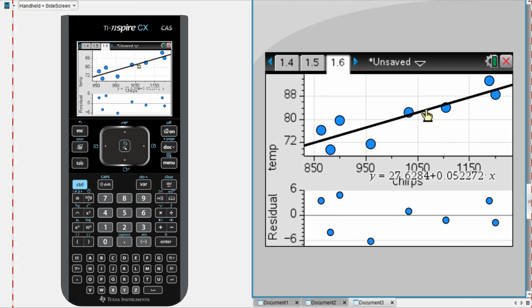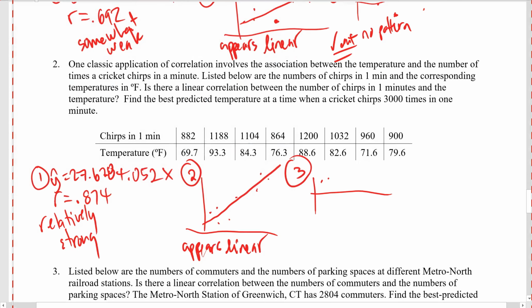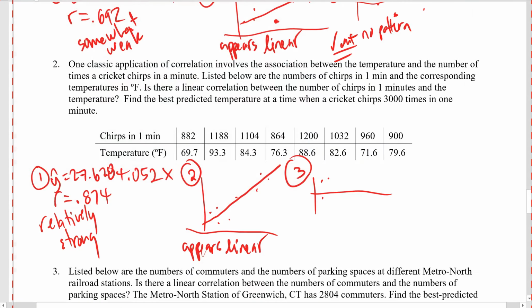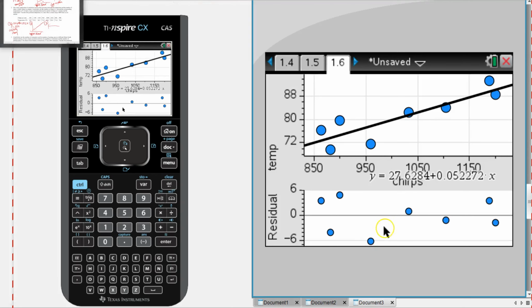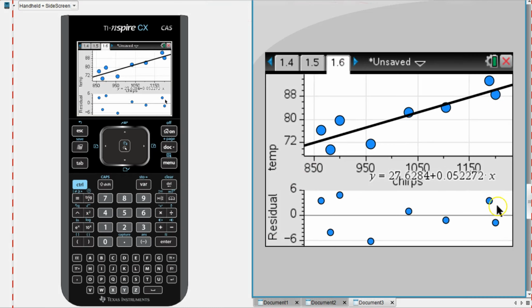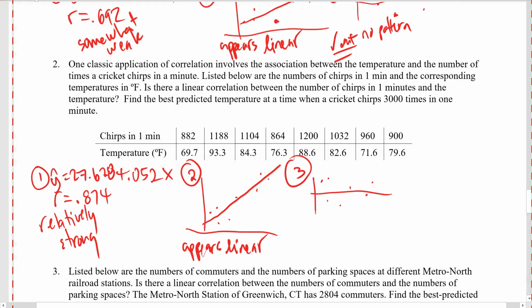3. Oh, that point should have been over here. And down, up, down. And up, down. No pattern. This implies linearity. So what can we do?